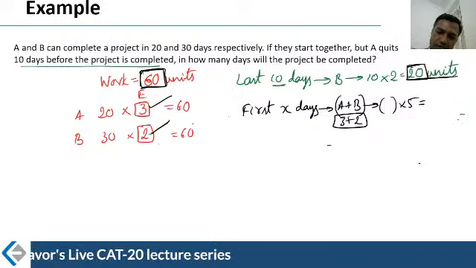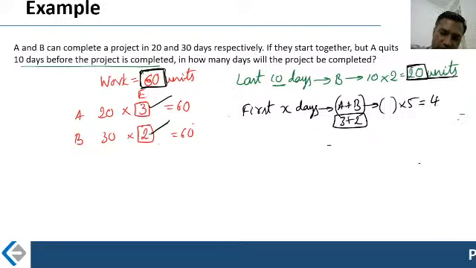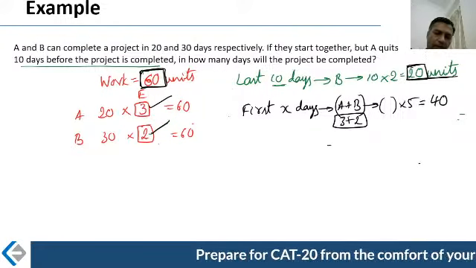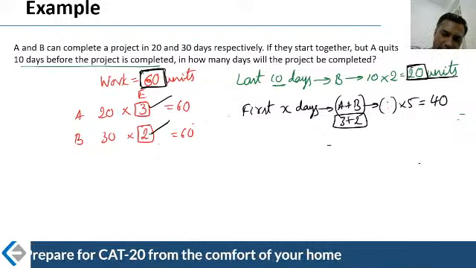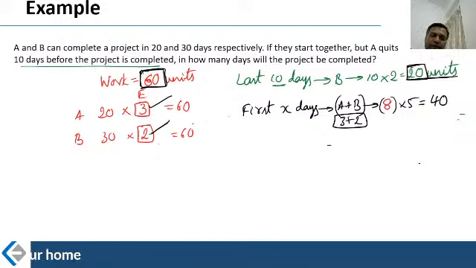Therefore, in the first X days, both together should deliver what? The remaining 40 units. This is what should have happened, because the total work has to be 60. Therefore, 5 into something is equal to 40. 5 into what is 40? 5 into 8 is equal to 40.